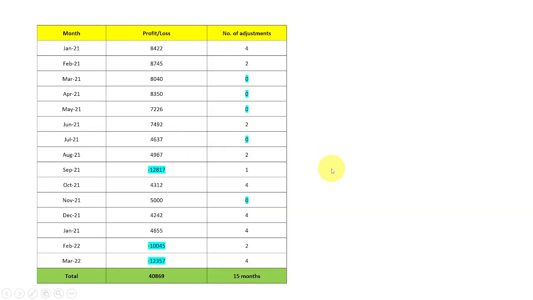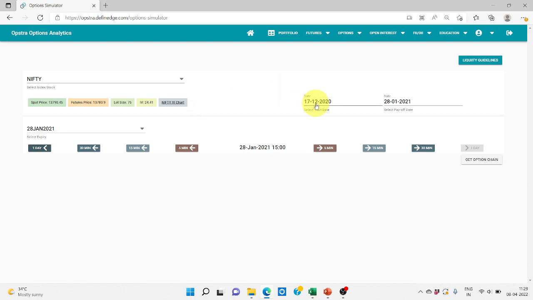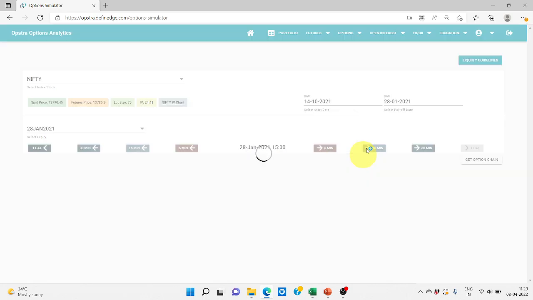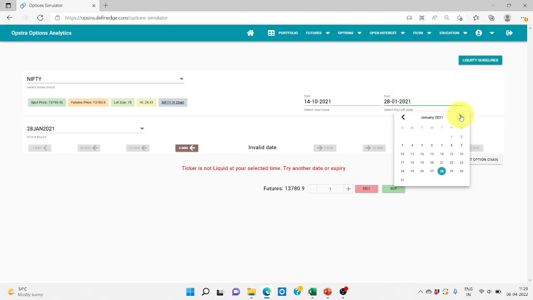Let's take one more example where we absolutely needed no adjustment. Maybe for the month of November we will see. That absolutely does not need any adjustment at all. So for November, we'll be entering in the 2nd week of October, which is 14th of October, and the November month end.